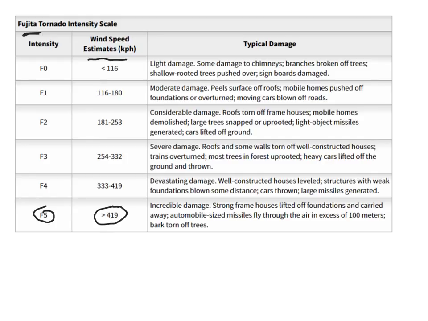And this is where we see houses being lifted off their foundations, automobiles flying through the air in excess of 100 meters. We can see the bark ripped off of trees. So these are our very strong and damaging storms. So we use the Fujita scale to kind of rate these tornadoes and see how bad they are.